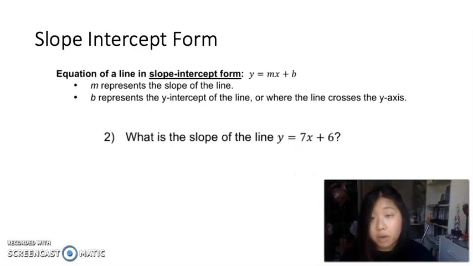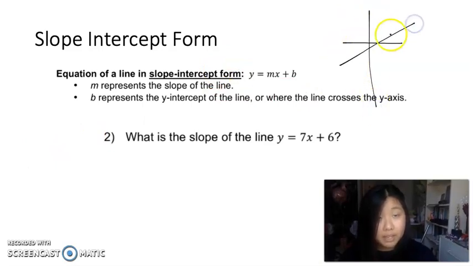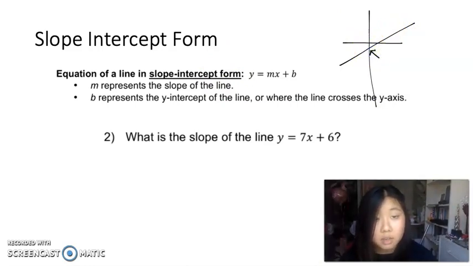Slope-intercept form is a form of the equation of a line. There's also point-slope form, but we're looking at slope-intercept form at this moment, which is y equals mx plus b. They're both representing the same line, just in different forms. For this one, m represents the slope of the line, and b represents the y-intercept of the line, or where the line crosses the y-axis. Just as a refresher, this is your line. The y-intercept for this line would be right here, because that's where the line crosses the y-axis.